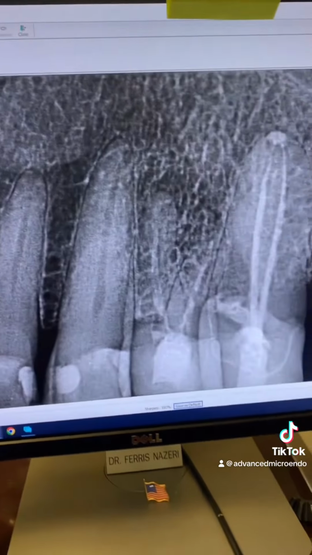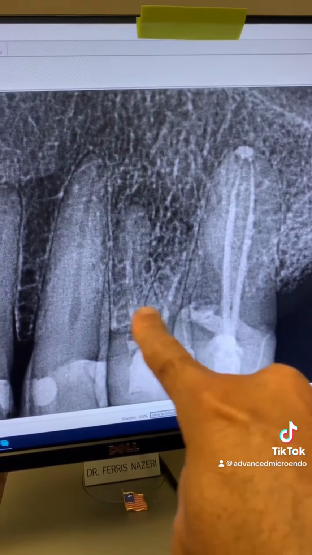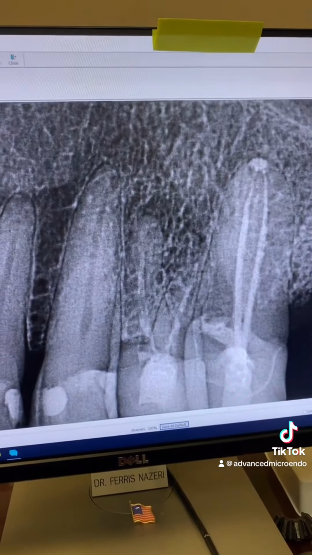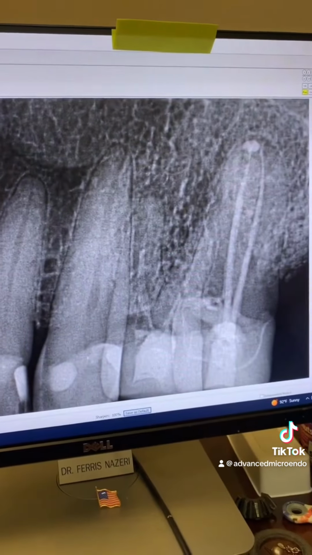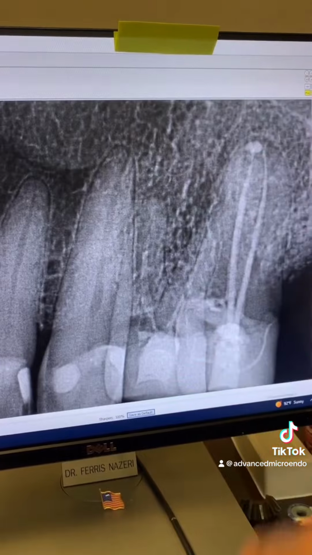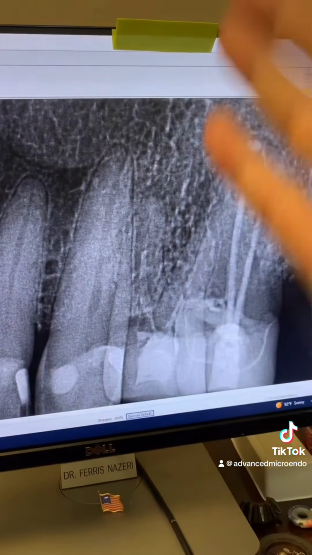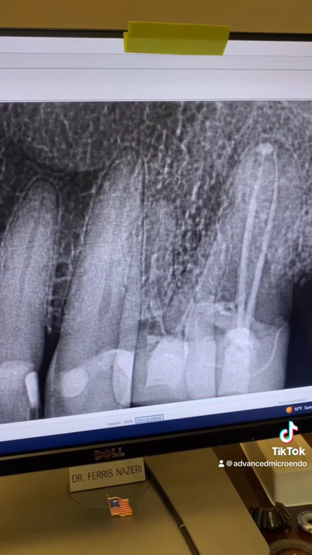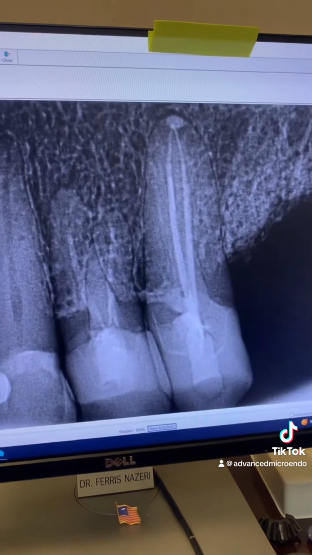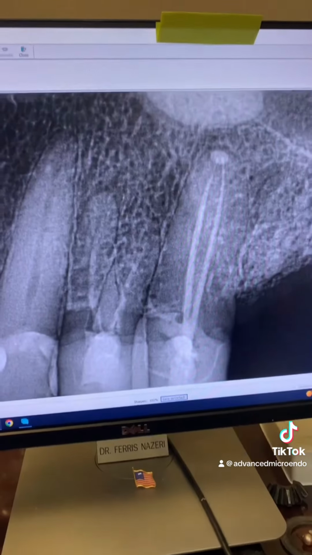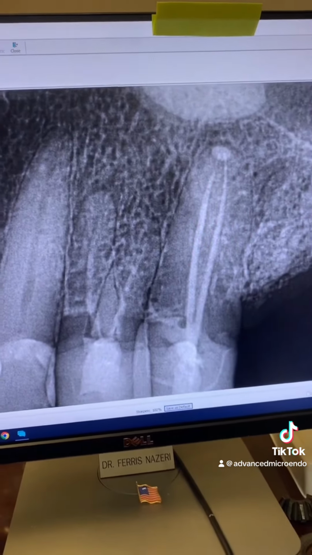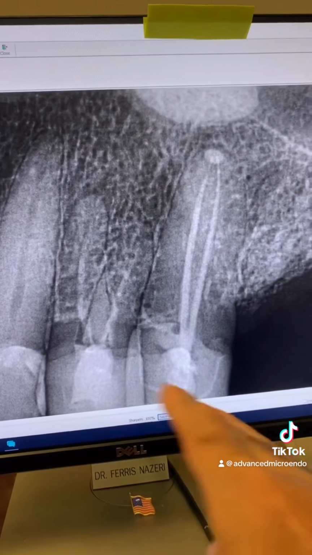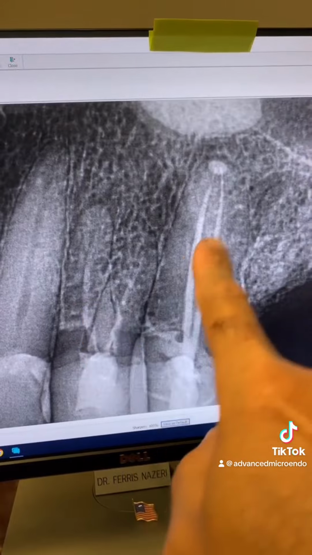Let's look at multiple angulation PAs. Number 12, look at number 12. This RCT, according to the patient, was done decades ago. It's not a recent root canal. As I said, number 13 was done about a year ago. Number 12 was done decades ago, maybe 10, 20 years ago, according to the patient. That's another angulation, another PA angulation. And again, you can see number 12 and number 13 here.